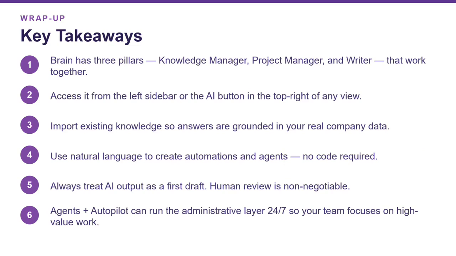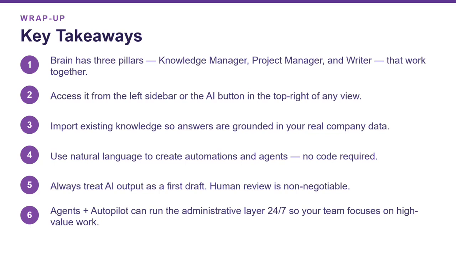Let's quickly pull it all together with 6 takeaways. 1. Brain has 3 pillars: knowledge manager, project manager, and writer, and they work best together. 2. You can open Brain from the left sidebar or even faster from the AI button in the top right, almost any view. 3. Import your existing knowledge so the answers are grounded in your real company data, not generic internet information.